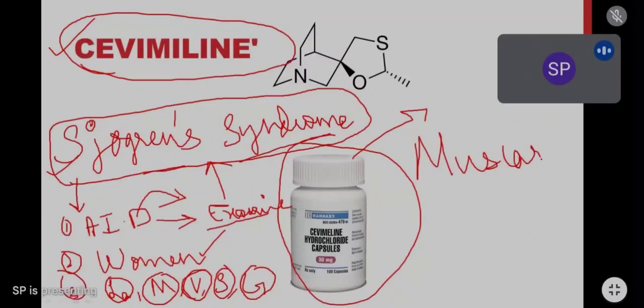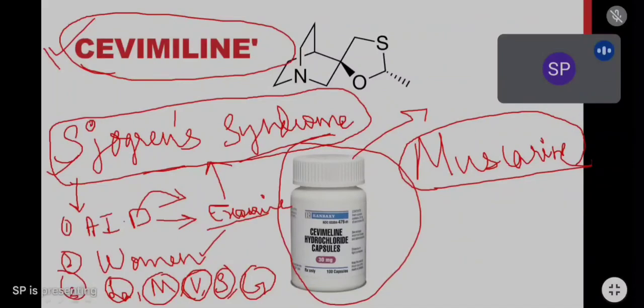Muscarine ke bare mein I have not taught you, I'll tell now. Muscarine kya hai? Muscarine is the alkaloid which is obtained from Amanita species, from the mushrooms. It is a poison actually. What does muscarine do? Muscarine will stimulate all muscarinic receptors.